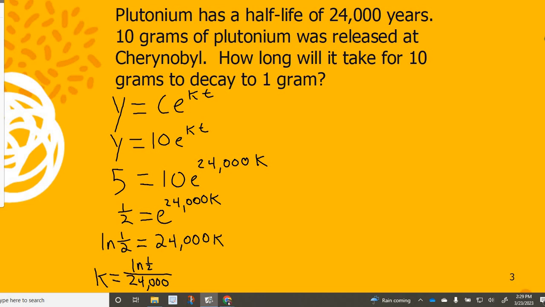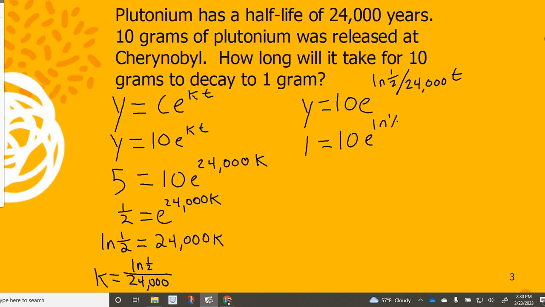Plug it back in. Okay, so we have y equals 10 times e to the natural log of 1/2 divided by 24,000 times t. Now what are we doing? For the one graph. Okay, so where's the 1 going to go? For y, because that is the amount that we have, and we want to solve for the time at which that will occur. Yes. So what do we do?